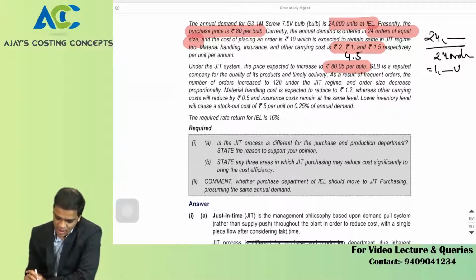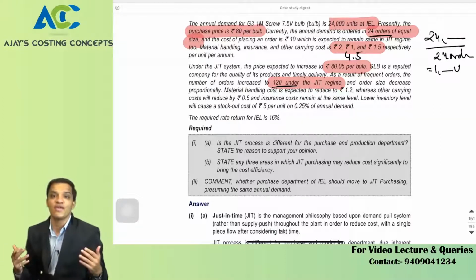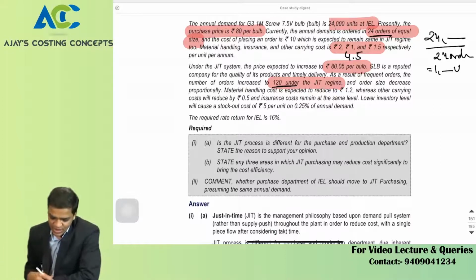JLB is a reputed company for quality of its product and timely delivery. As a result of frequent orders, the number of orders increased to 120. So we will have 120 orders. Originally, there were 24 orders that we were placing. Now we have 120 under just-in-time. So ordering cost will increase because the number of orders has increased, almost 5 times the orders now. The order size decreased proportionately. Material handling cost is expected to reduce to 1.2, which was originally 4.5, whereas other carrying cost will be reduced by 0.5 and insurance cost would remain at the same level.